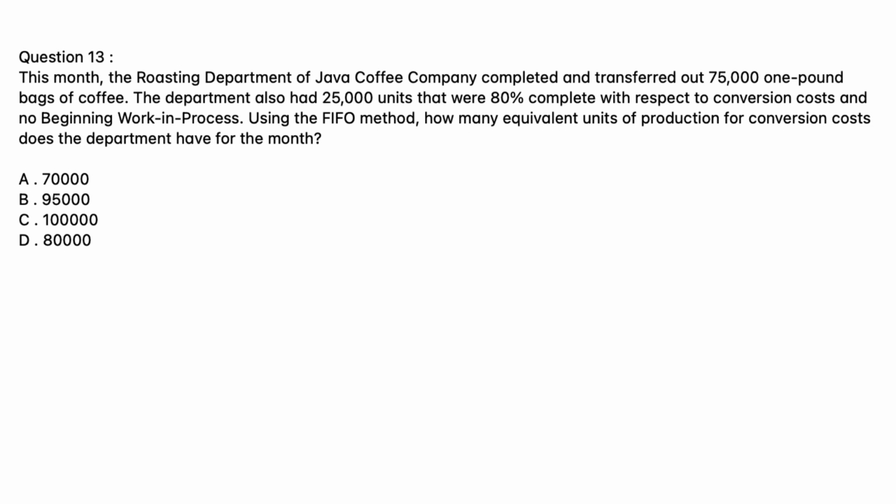Question 13. This month, the roasting department of Java Coffee Company completed and transferred out 75,000 one-pound bags of coffee. The department also had 25,000 units that were 80% complete with respect to conversion costs and no beginning work in process. Using the FIFO method, how many equivalent units of production for conversion costs does the department have for the month? A. 70,000. B. 95,000. C. 100,000. D. 80,000.